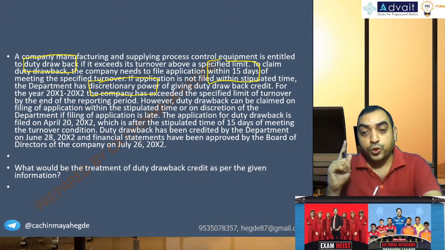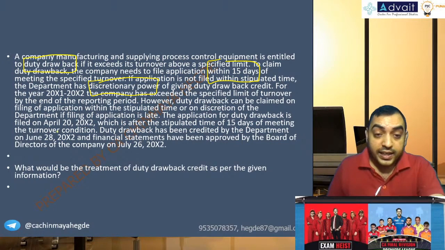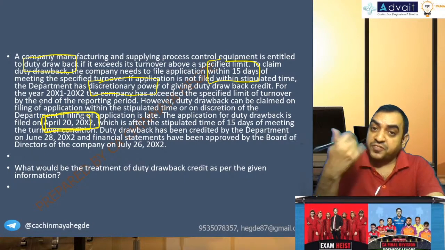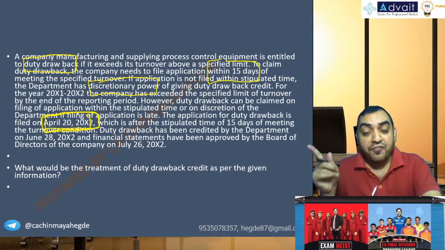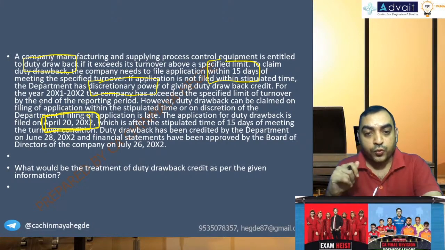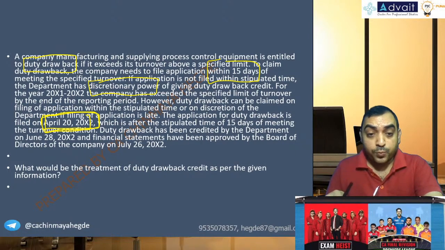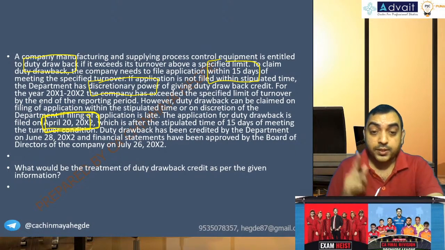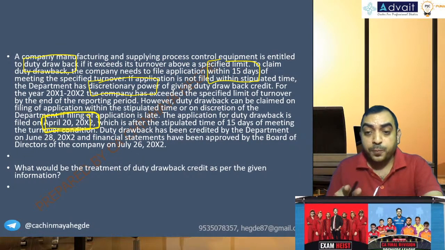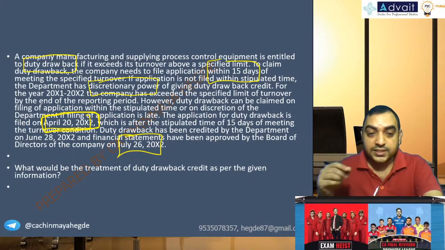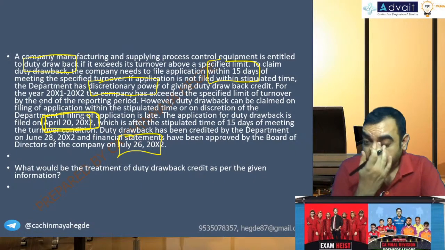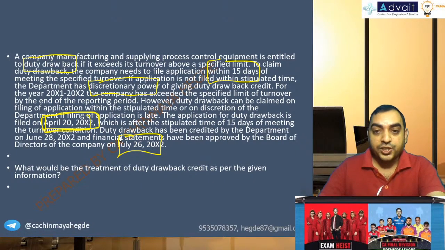The application for the duty drawback is filed on April 20th, that is after the stipulated 15 days of meeting the turnover condition. Duty drawback has been credited by the department on June 28th. The financial statements have been approved by the board of directors of the company on July 26th. What would be the treatment of the duty drawback as per the given information?